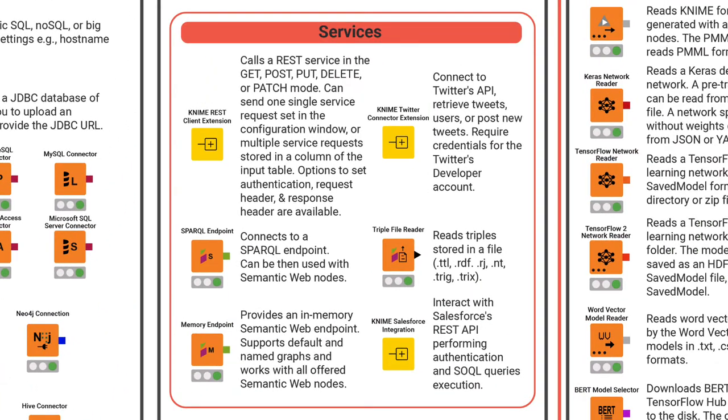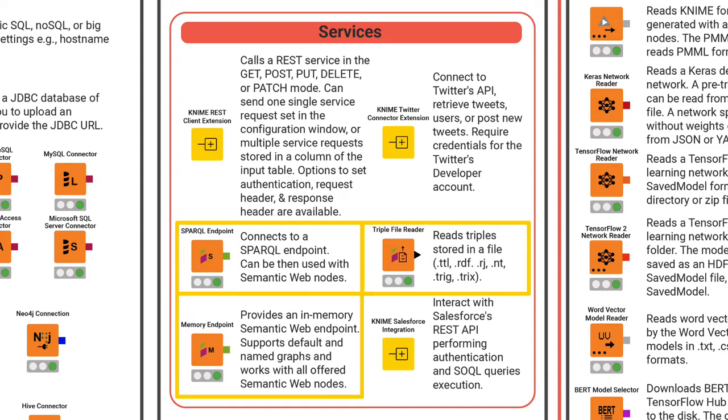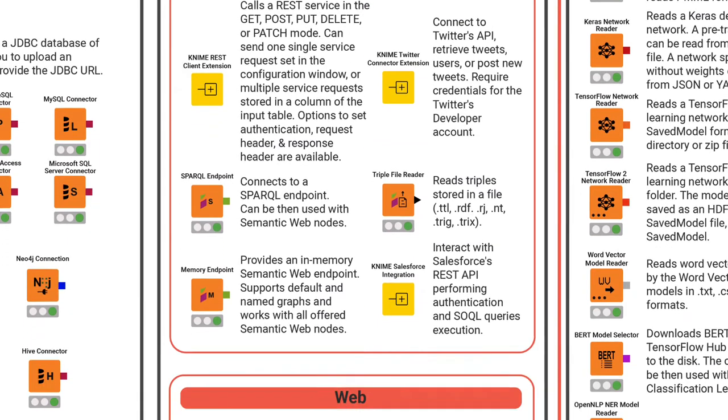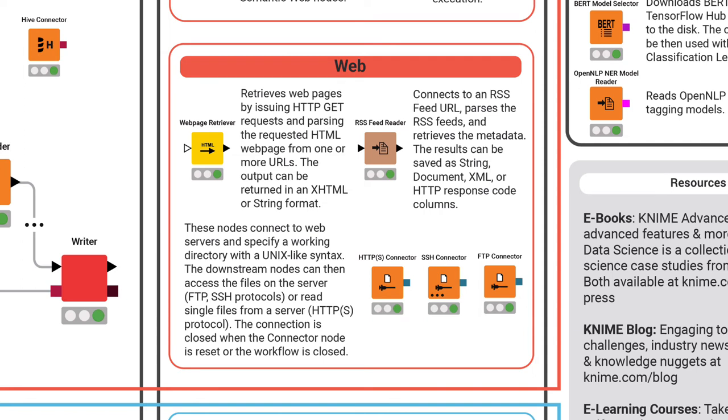Web services can be called by the nodes of KNIME's REST Client extension. Semantic web resources such as SPARQL endpoints, in-memory endpoints, and triple files can be accessed via their corresponding nodes. Additionally, there are various extensions for external web services such as Twitter and Salesforce. To retrieve contents of a website or an RSS feed, the Web Page Retriever or the RSS Feed Reader nodes can be used respectively. The HTTPS, SSH, and FTP Connector nodes allow you to connect to servers via the specified protocol.